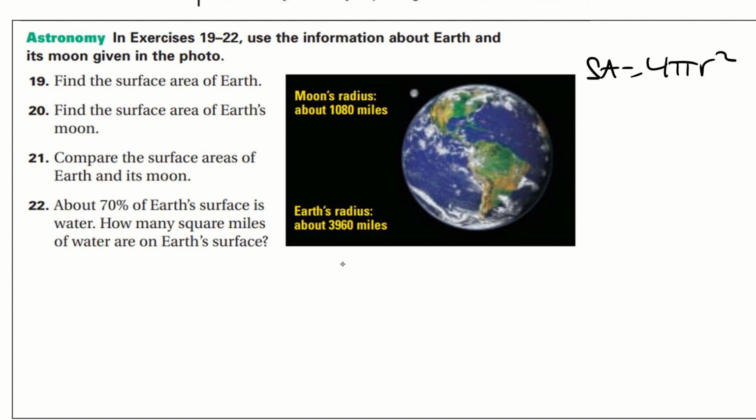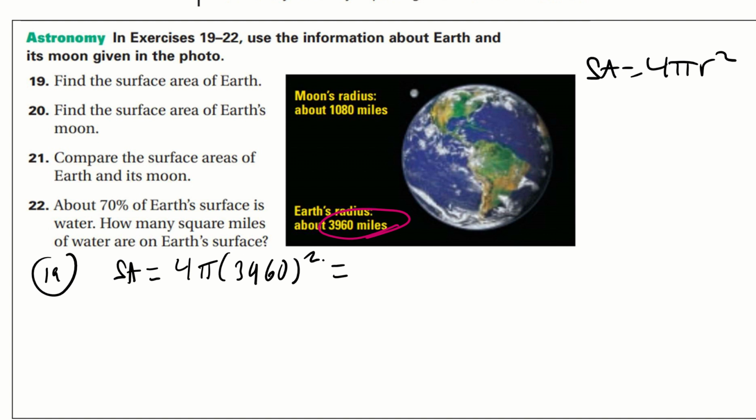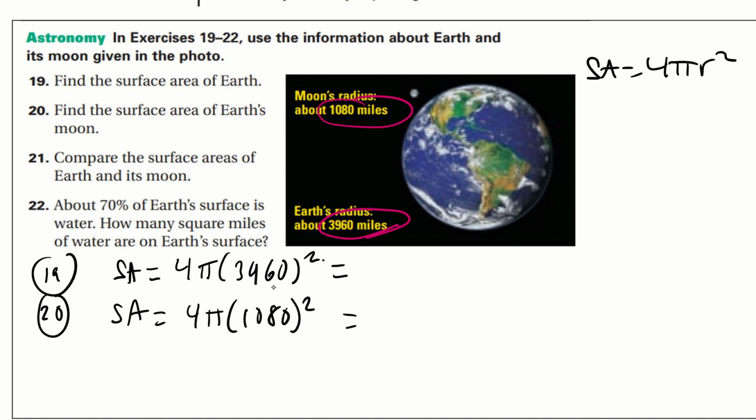So find the surface area of the Earth. So it says that the radius of the Earth is 3,960 miles. So we're going to use that for the radius. So 4 pi times 3,960 miles squared. Okay, so we're going to multiply that to get the surface area. We'll multiply that in just a little bit. Now we're going to do the surface area of the moon. So 4 pi times 1080 squared. And we got the surface area of the moon. Okay, so let's figure out what those two numbers are. Do that right here.